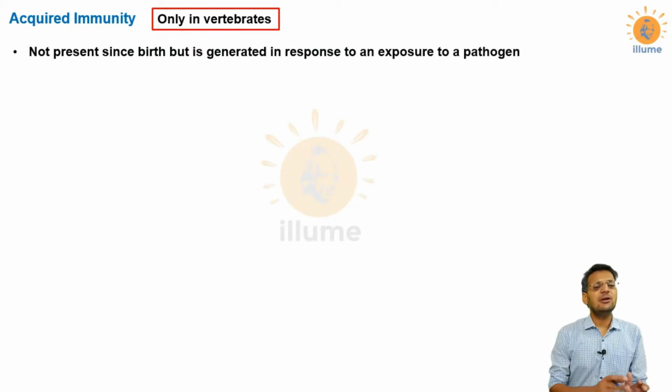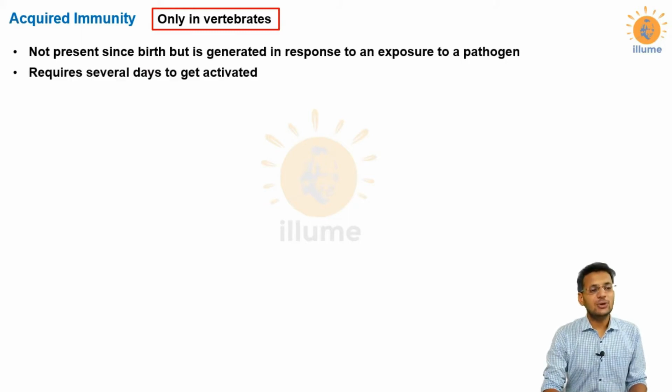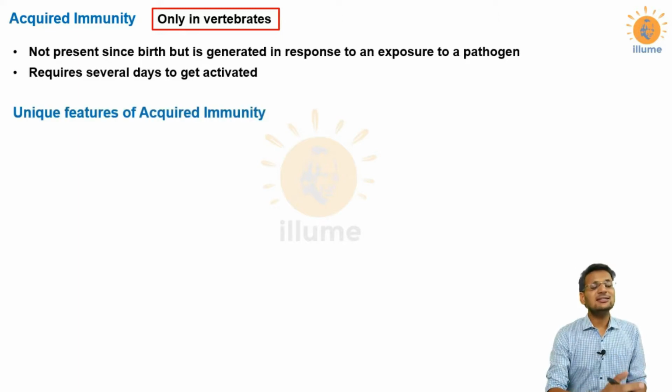It is always generated whenever any antigen or pathogen enters your body and requires several days to get activated. See, innate immunity is always ready, but acquired immunity takes time to get activated. Now I'll discuss some unique features which are shown by acquired immunity. The first one is specificity.